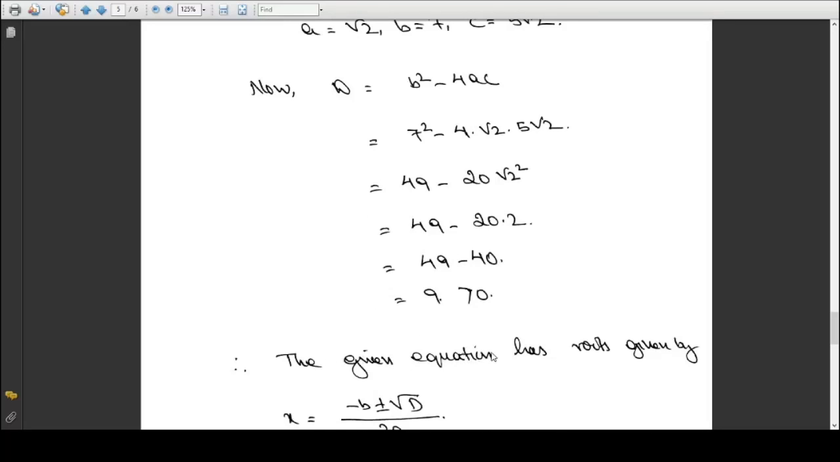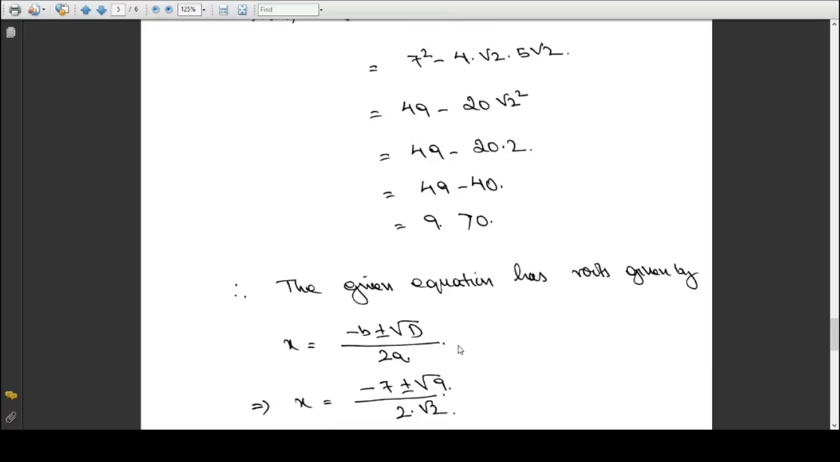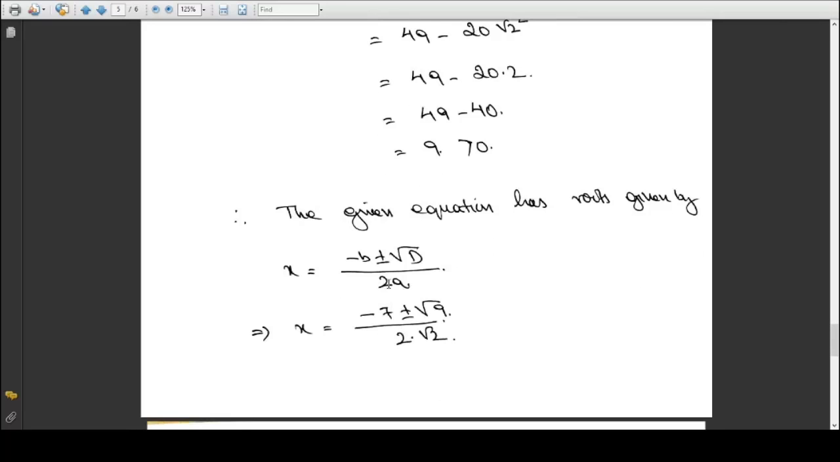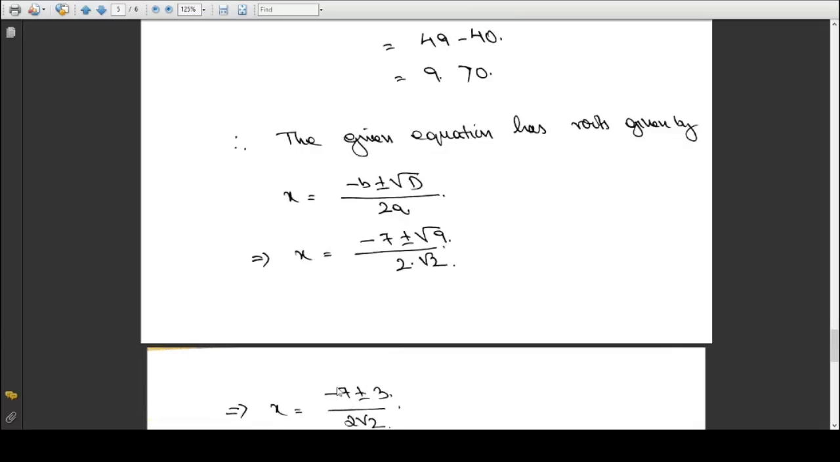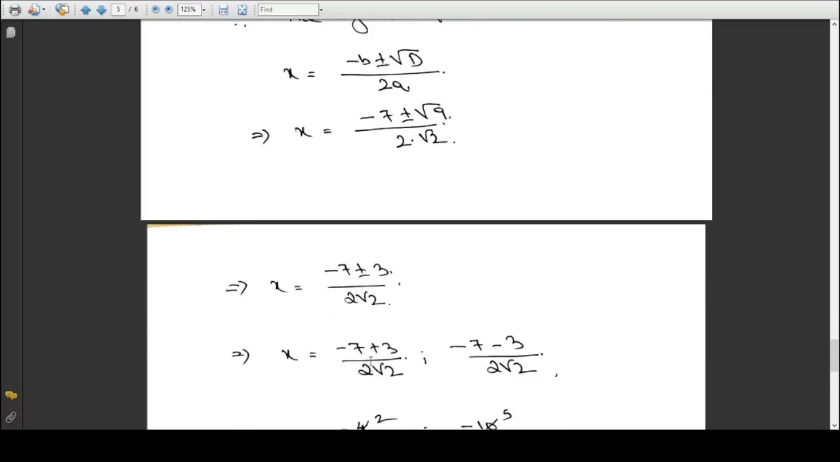Now the roots of this equation are given by this formula: minus b plus minus root over D by 2a. B is 7, D is 9, A is root 2, so 2a means 2 root 2. Now minus 7 plus minus root over 9 is how much? Square root of 9 is 3. This means you will get 3 by 2 root 2.